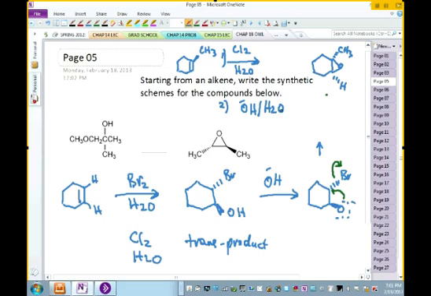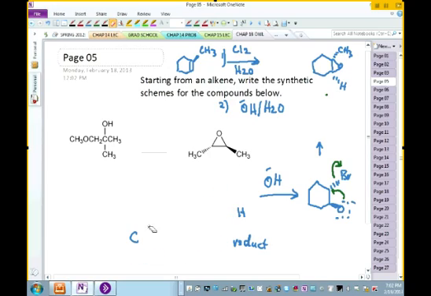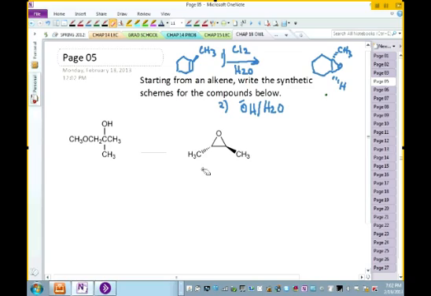Okay, having said all of that, let us now come back to the problem we are supposed to solve, right? Give you some background. Okay, now I need your help. So what do we need to do here? Starting from an alkene. Let us call this compound A. Let us call this compound B. Let's do the A first.